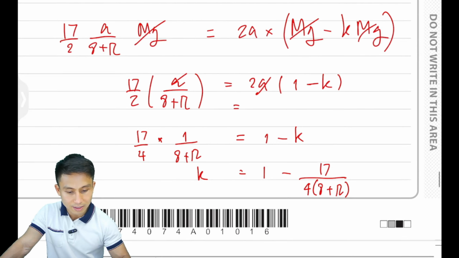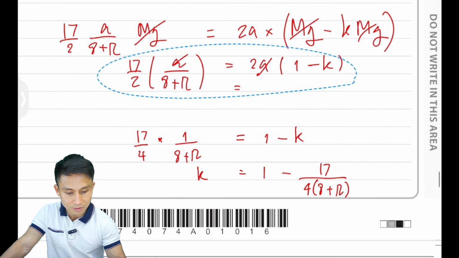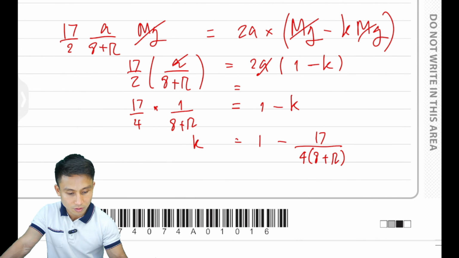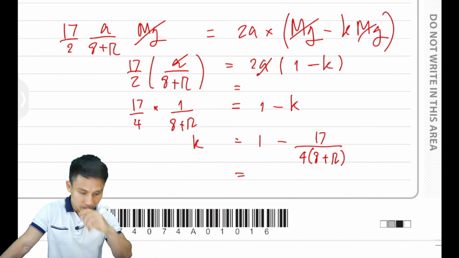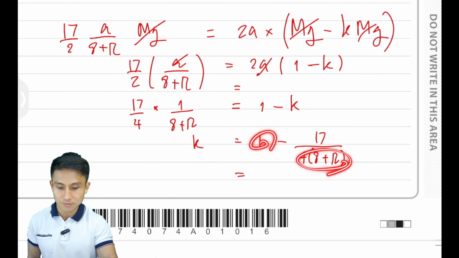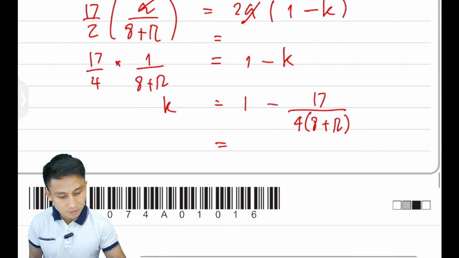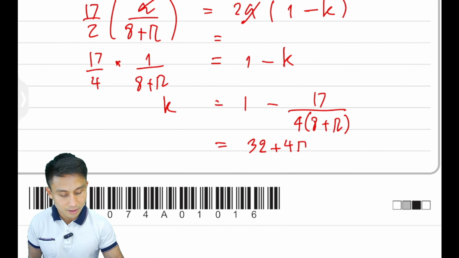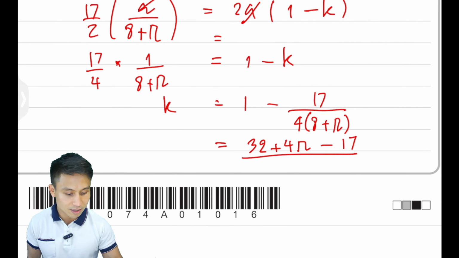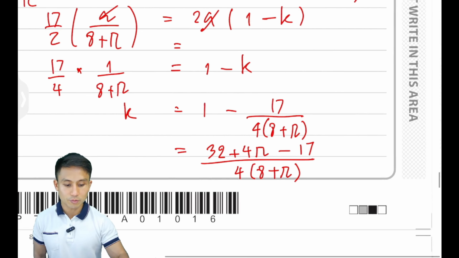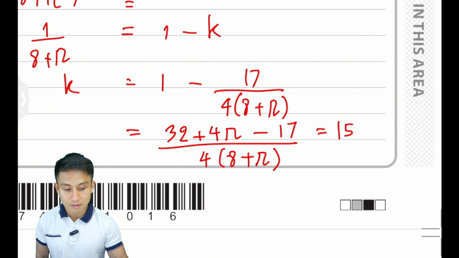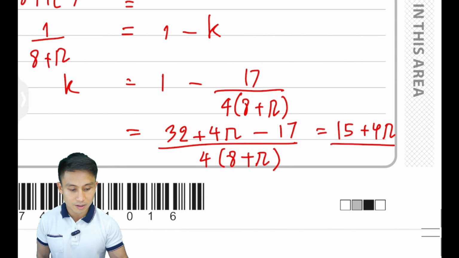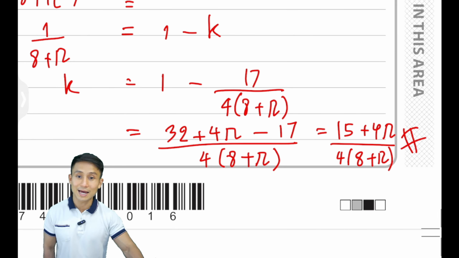If you simplify that, I'm running out of space there, so I'm just going to squeeze a little. Okay, so that would be what? If you multiply this to make the denominator the same, right? So that's going to be 32, I'm multiplying out as well, plus 4 pi minus 17 divided by the same thing. So that would be 15 plus 4 pi divided by 4 times 8 plus pi. Yeah, that should be the right answer there for this one.